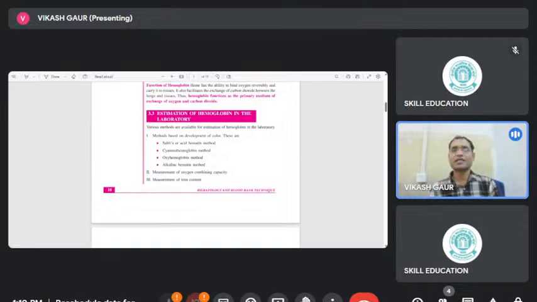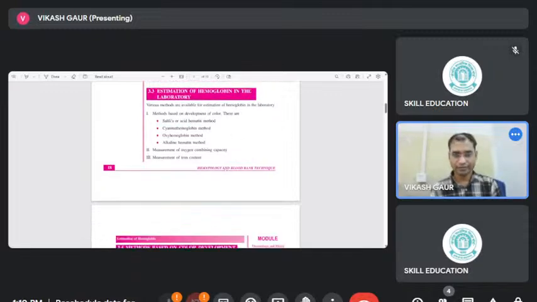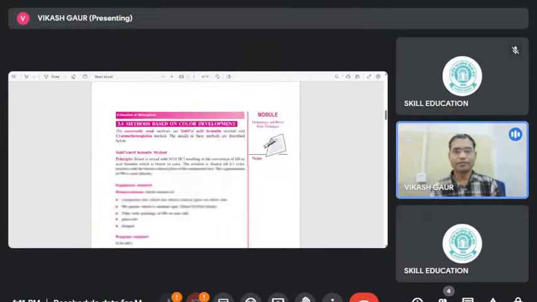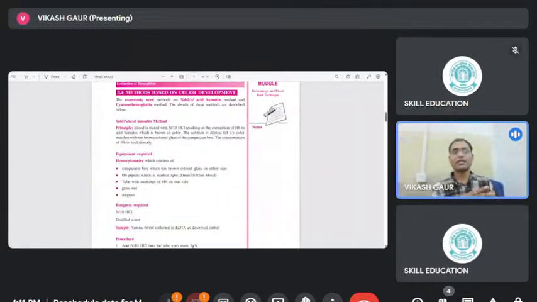There are various methods of estimation of hemoglobin: Sahli's acid-hematin method, cyanmethemoglobin method, oxyhemoglobin method, alkaline hematin method. So there are various kinds of methods. We will discuss the two most important, the Sahli method and the cyanmethemoglobin method. The commonly used methods are the Sahli acid-hematin method, and the cyanmethemoglobin method. Details of these methods are described. So in the Sahli method, what is happening? We also discuss this in the section.